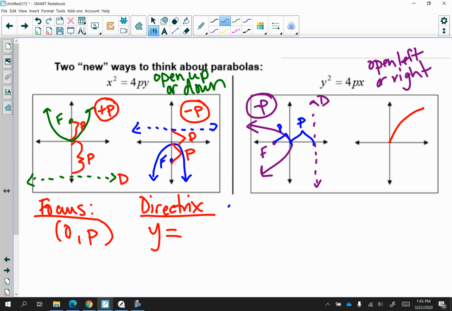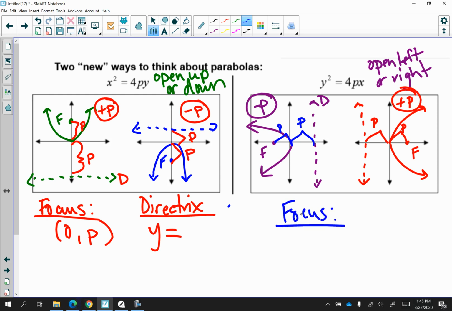Next, you can have your parabola open to the right. Your focus is inside. Your directrix goes through the x-axis. Your p-value is the distance from your directrix to your vertex and your vertex to your focus, and this is going to have a positive p-value. So when we're talking about the focus, it's going to be (p, 0), and your directrix is going to be x equals, going through the x-axis.